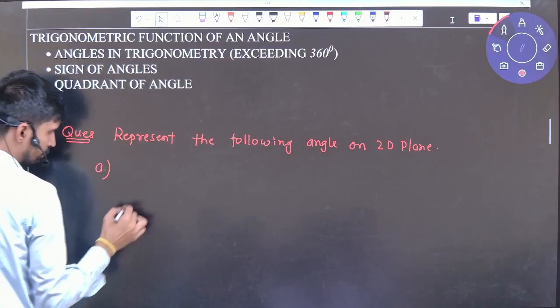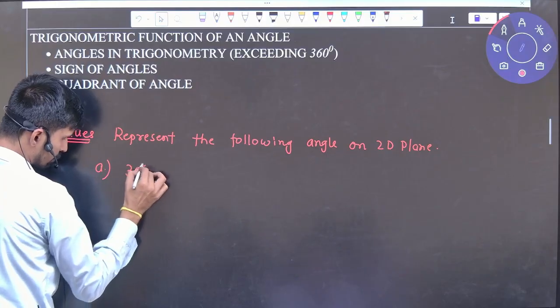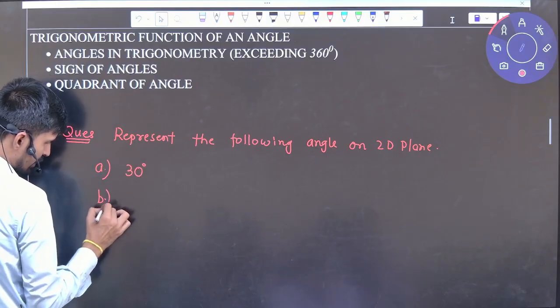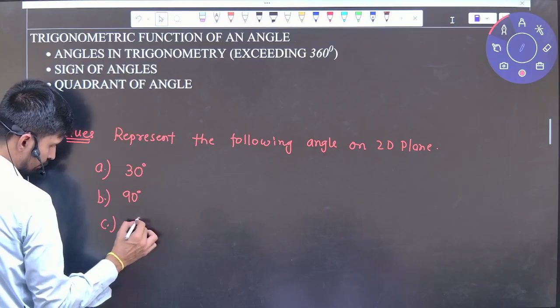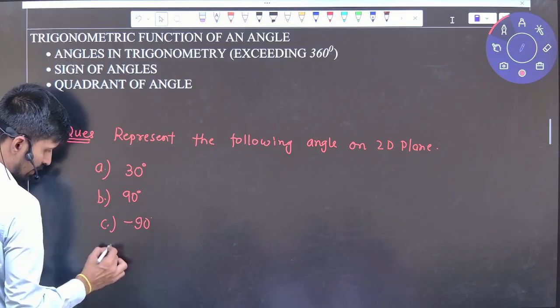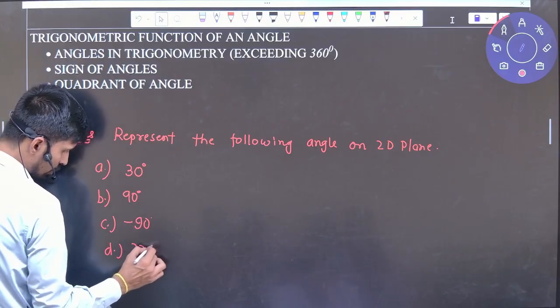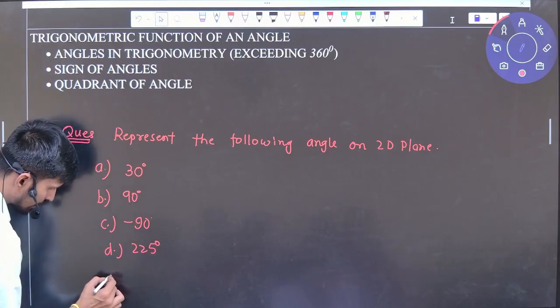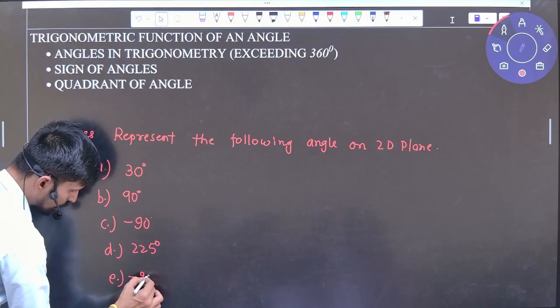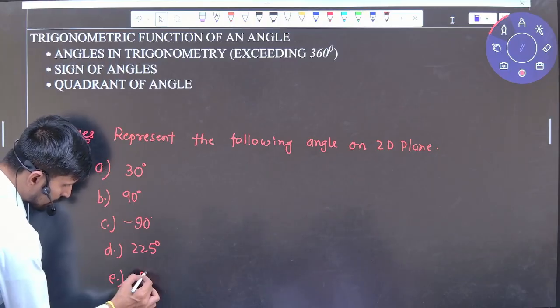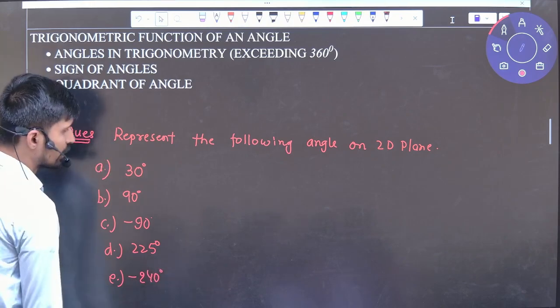First, 30 degree. Second, 90 degree. Third, minus 90 degree. Fourth, 225 degree. Fifth, minus 240 degree.